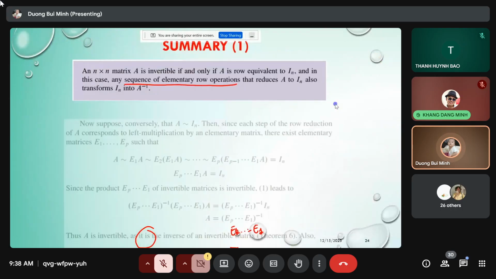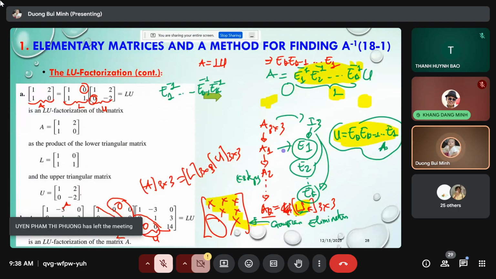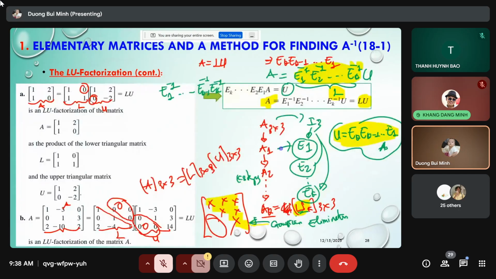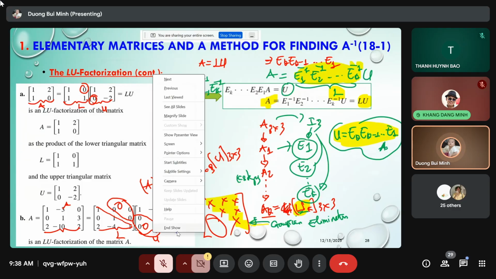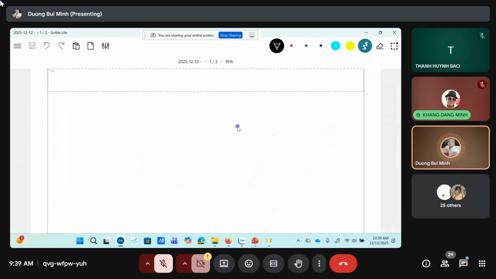Now for our LU factorization. This is very important, so we have an example. Again, I will summarize for you. A is L times U. We would like to factorize A to become L times U. What is the format of L and what is the format of U?